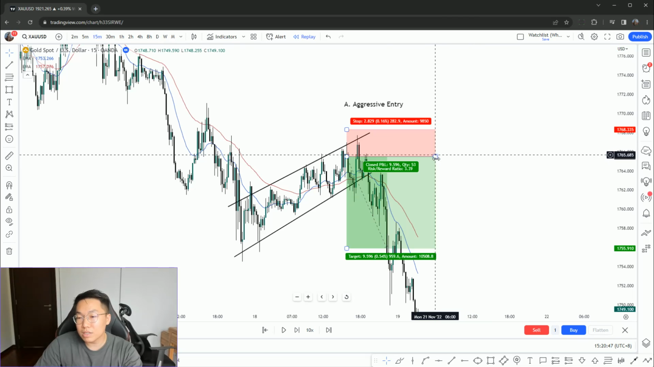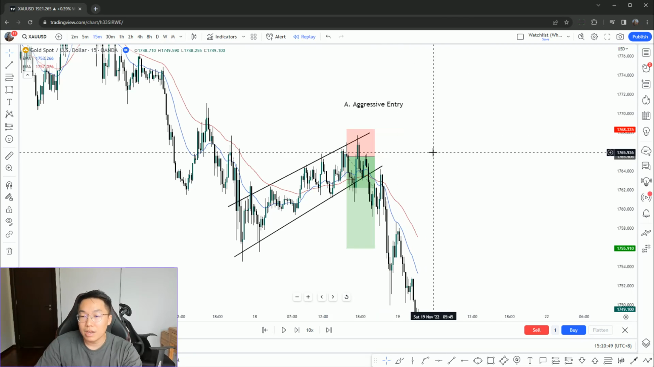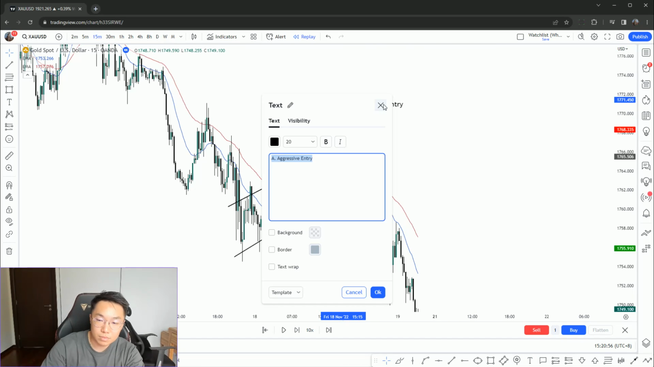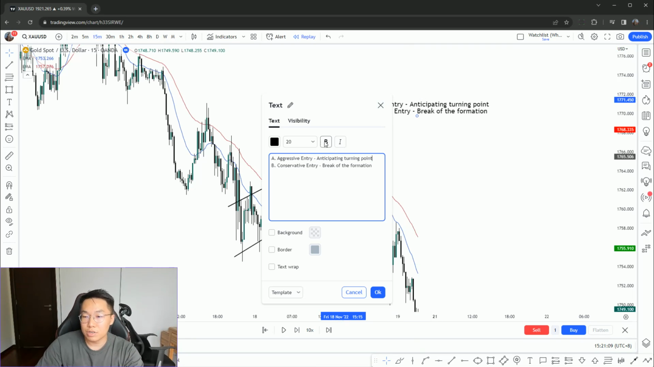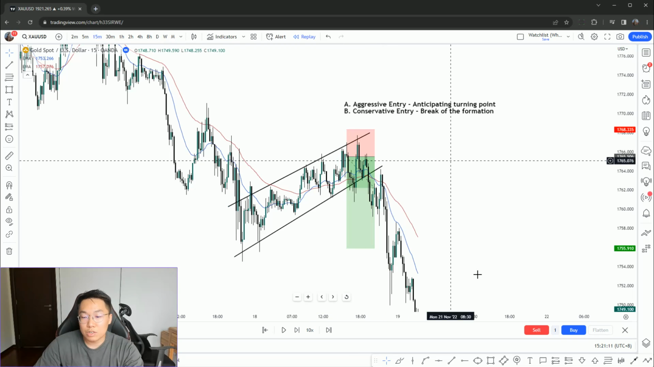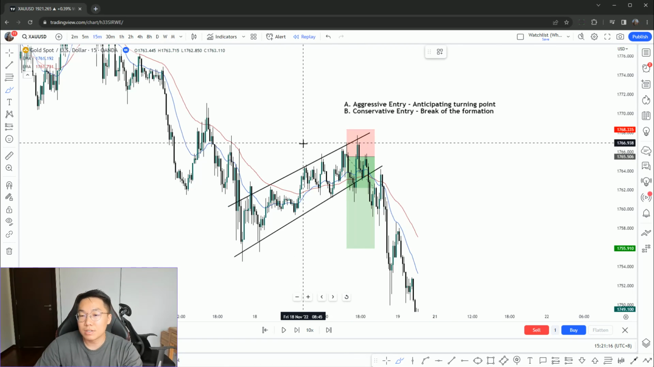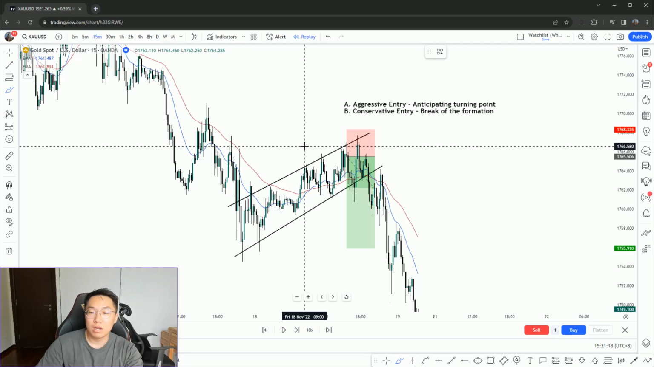So what is a conservative entry is to actually wait for a break of the flag. So B, conservative entry, break of the formation, anticipating turning point. So very simple. A, we talked about this one just now. You are anticipating when would the flag ends and having a protective stops.